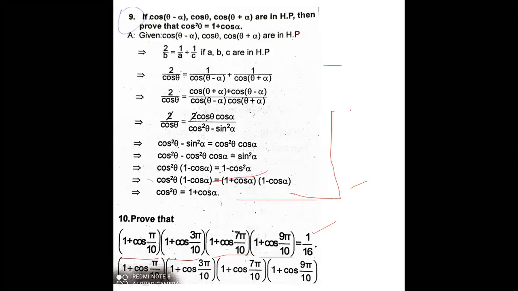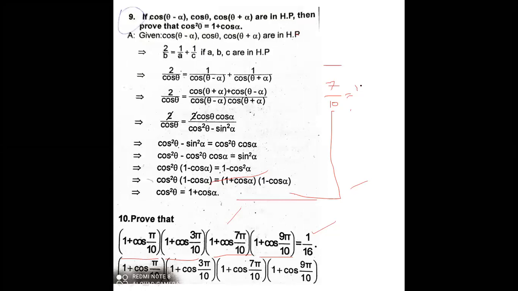So 7 pi by 10 can be written as 7 by 10. You can write 7 by 10 as, split it. What if I write 7 as 10 minus 3? Can I write 7 as 10 minus 3? I want my class to be interactive.